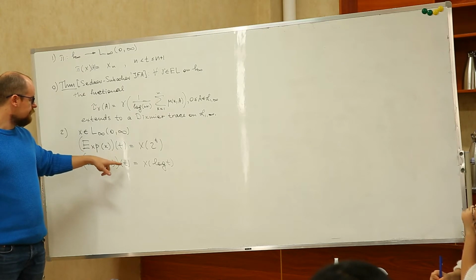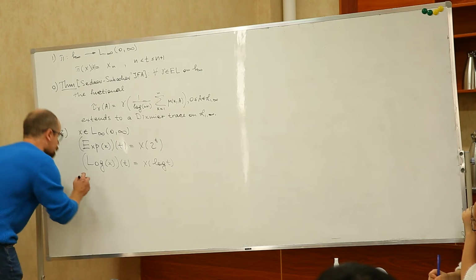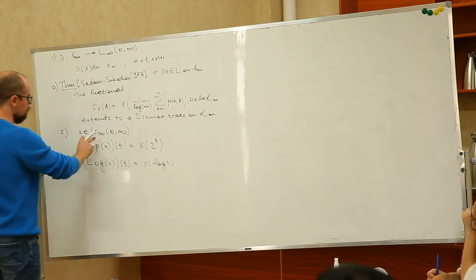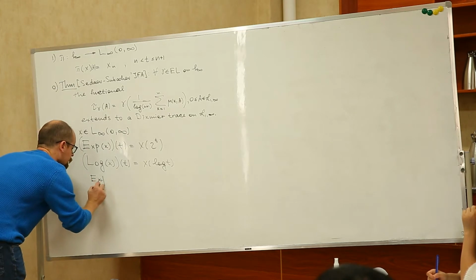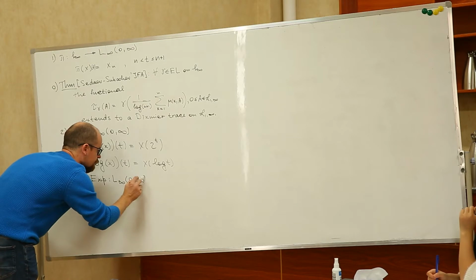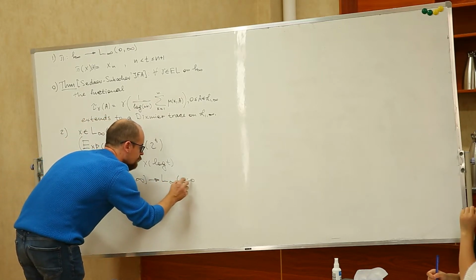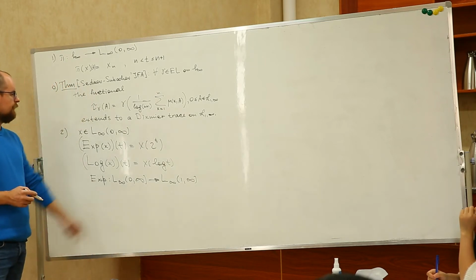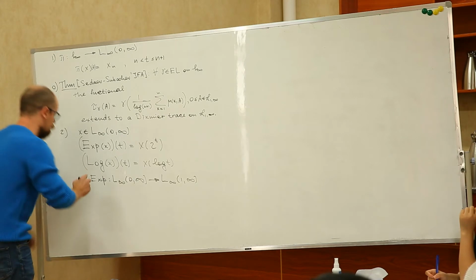Being more precise, I have to say that, in fact, I said that x is like this. In fact, exponentiation maps L infinity of (0, infinity) to L infinity of (1, infinity), because when t is 0, we get 1. And the logarithm works the other way around.